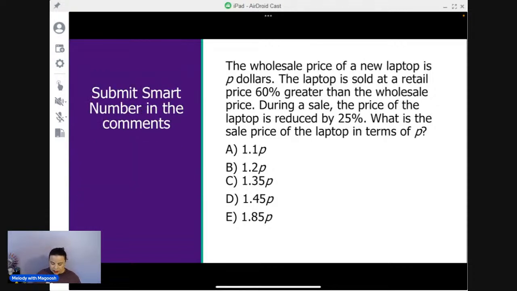But we want to pick a smart number. We want to pick a number that is going to make this problem easy for us to work with. And there was a clue for what to choose when we work with percents. So take a moment and pick out what number you think would be a good idea to use. And put a number in the comments so I can see what you're thinking.